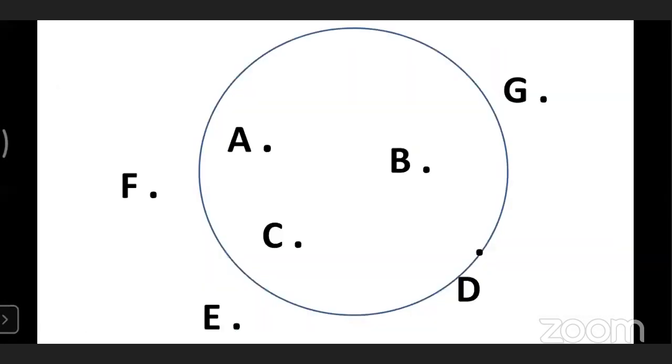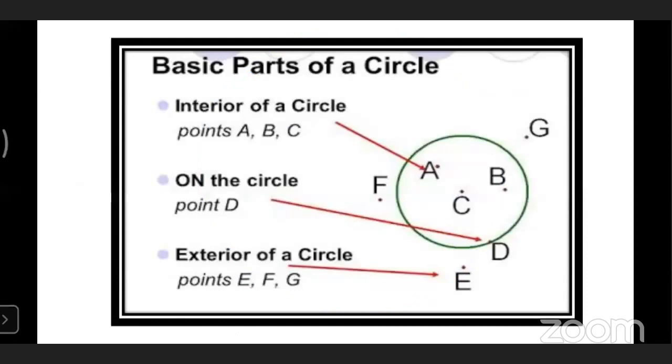Now see. Interior of a circle. Point A, point B, and point C. These are the interior of a circle, right? Now on the circle, which point is on the circle? Point D is on the boundary. Point D is on the circle.